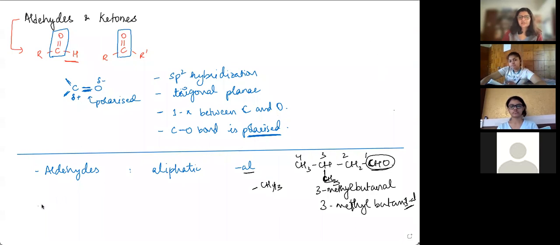Similarly, agar ketone hai, so what would be the primary suffix in the case of aliphatic ketones? ONE. ONA. So the process, everything else will be the exact same. So we'll just do one more for practice.